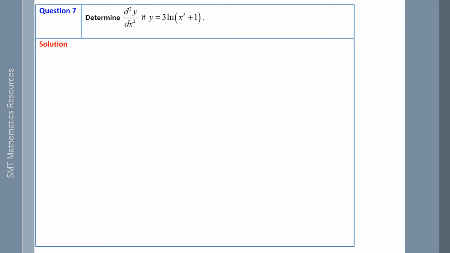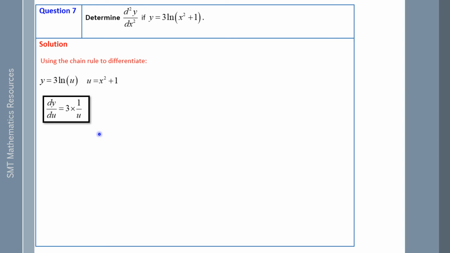Determine the second derivative if y equals 3 the natural log of x squared plus 1. Use the chain rule to differentiate. So y equals 3 ln u, where u is x squared plus 1. So dy/du is 3 lots of 1 on u, that's the derivative of ln u. du/dx is nice, it's just 2x.